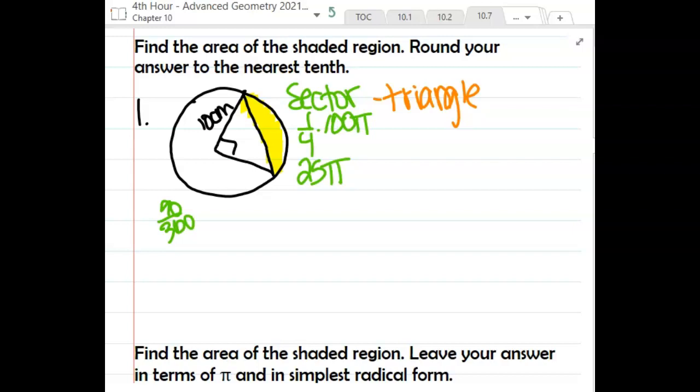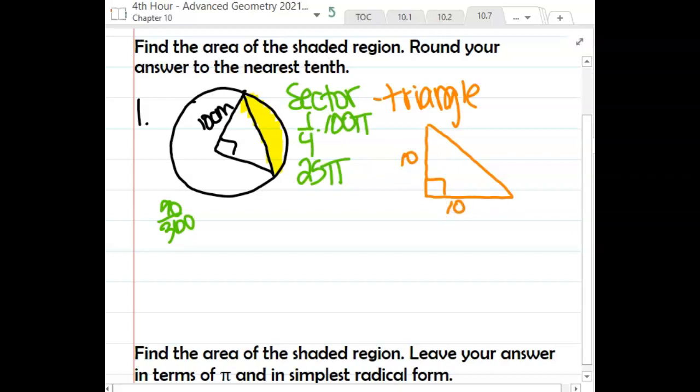I strongly encourage you to take that triangle and redraw it. Me, I like to redraw it so it's oriented nicely, so I'm going to just tilt it a little bit. Now if you notice these things, it's going to be nice, okay? My radius is 10 centimeters. My other radius, we know, is also 10 centimeters. These are the two sides that are making up the right angle, which means I've got an isosceles triangle.